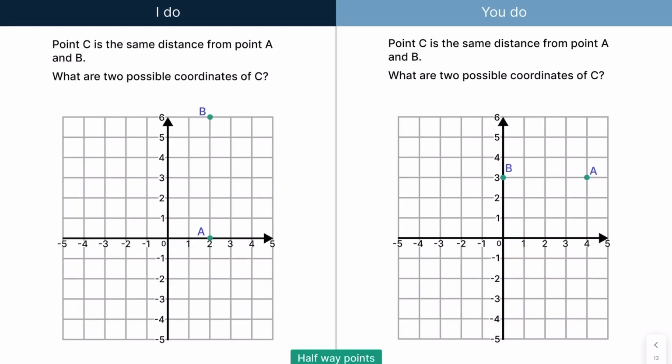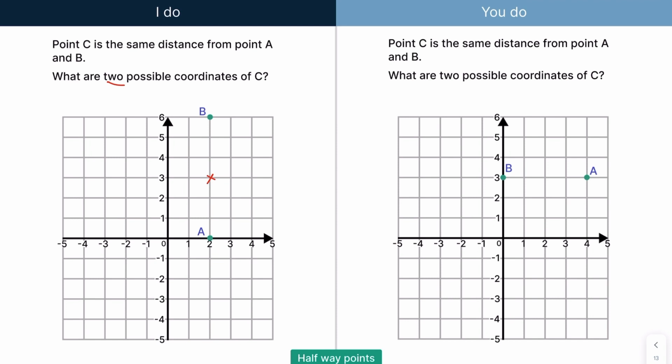And now moving on, we've been told that point C is the same distance from point A and B. What are the possible coordinates of C? So we have point A and point B. Now halfway is right there. So we know that this is the halfway point. So that can be one of the coordinates. But it asks for 2 possible coordinates.